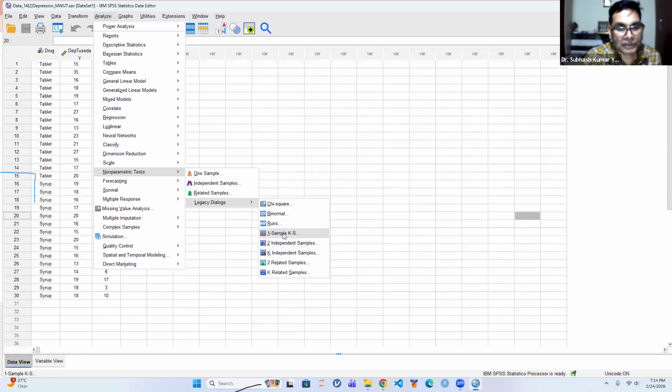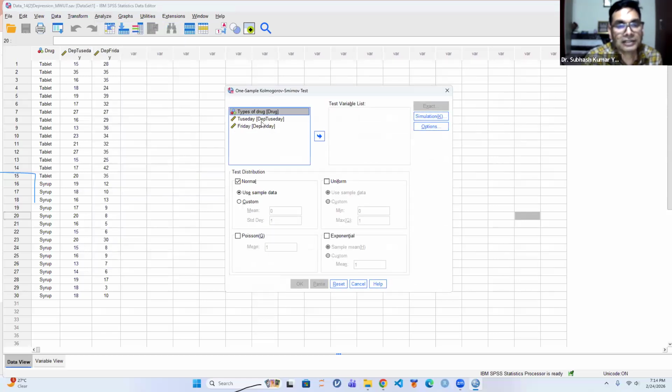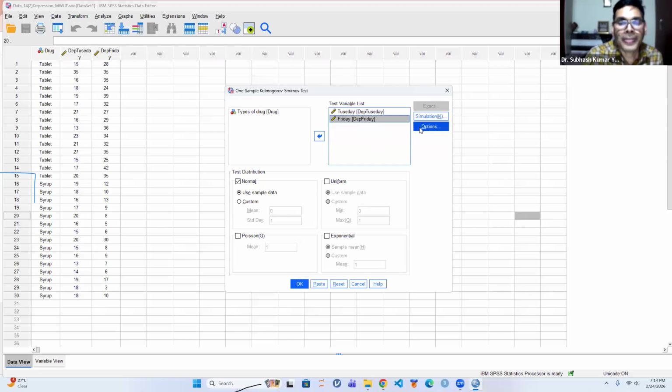Suppose you wish to see this one as well, one sample test. So we are just clicking on this variable. You can also check this one for the two variables. It will do it for the two variables as well. You can go for the options as well. If you wish descriptive statistics, click on OK.